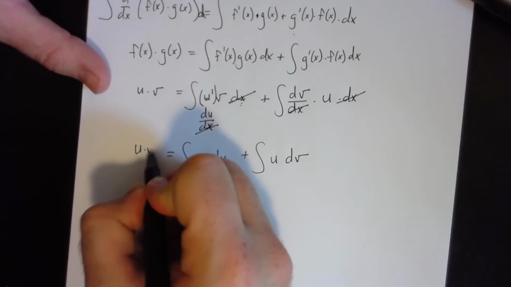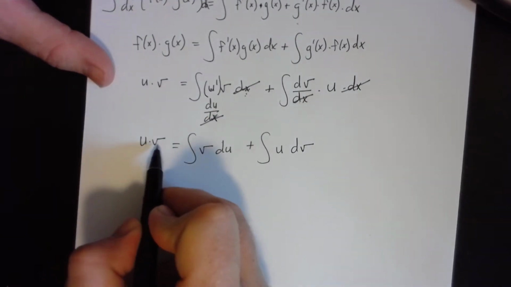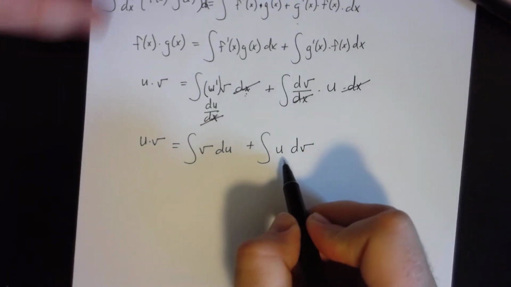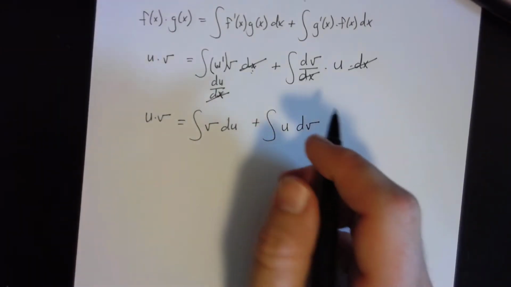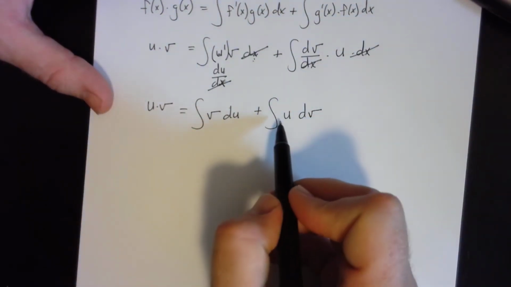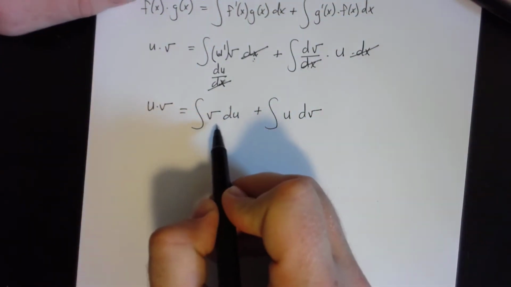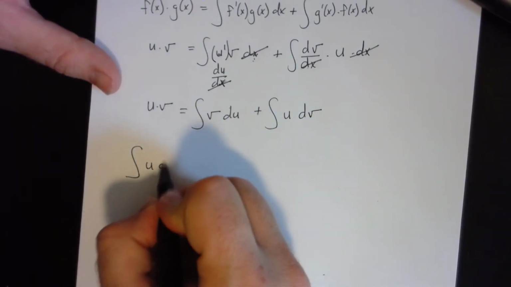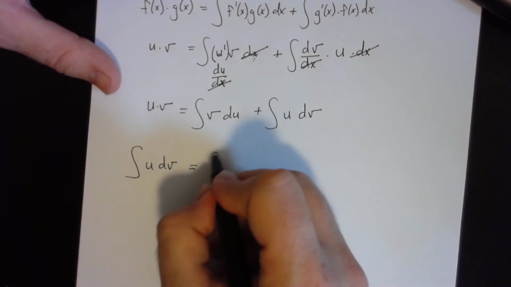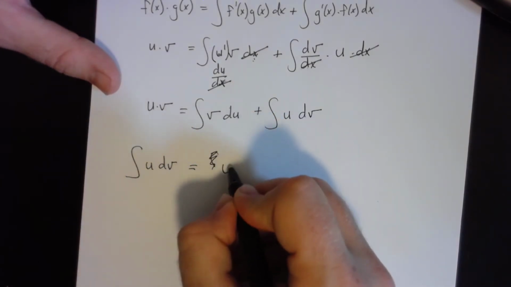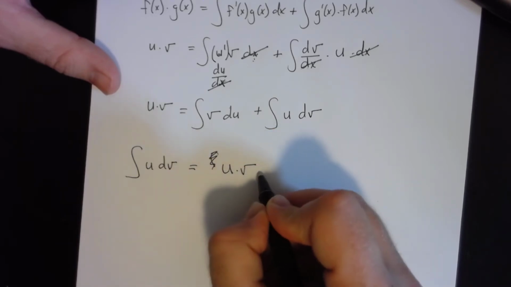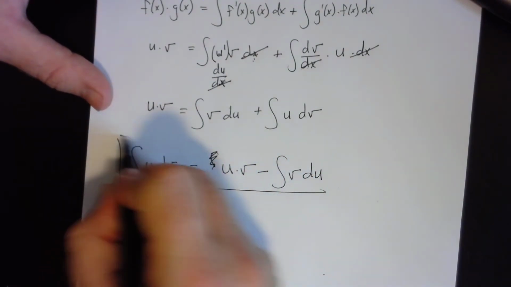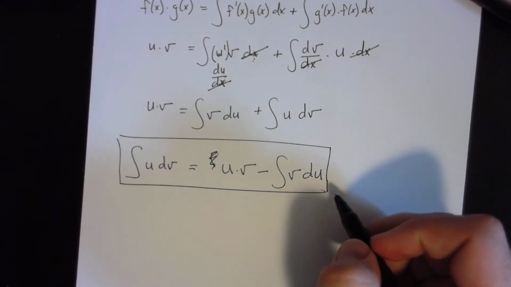So now you'll see that we have u times v is equal to the integral of v du plus the integral of u dv. To make our formula, and this might seem just out of nowhere, but this is the formula that we're going to use, I'm going to shift this integral to the other side and have this integral by itself. So the integral of u dv is equal to, let me start with the positive terms, u times v minus the integral of v du. This is the rule for integration by parts, and this is the rule that we're actually going to use in the next couple of videos.